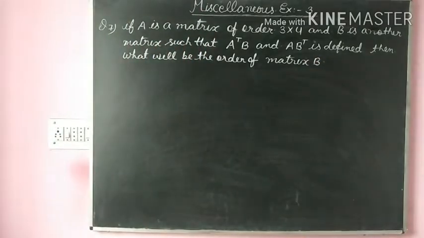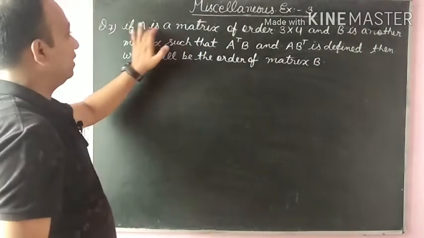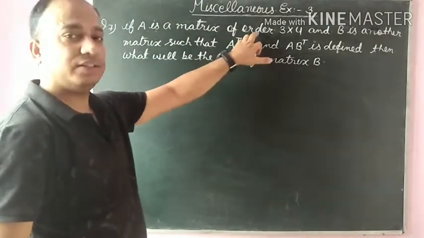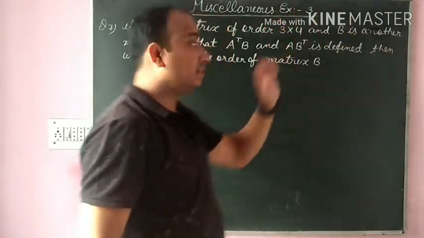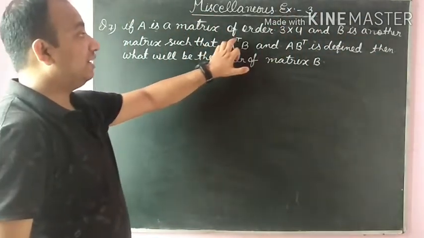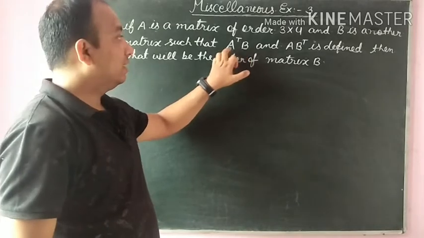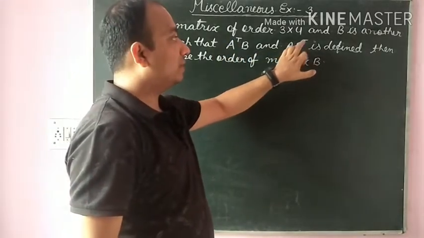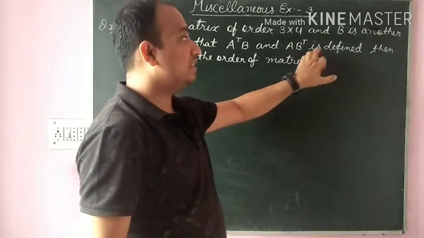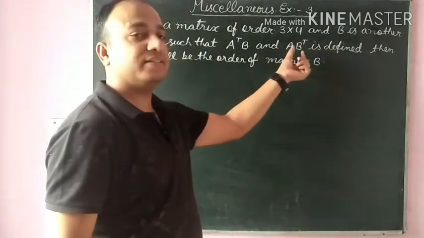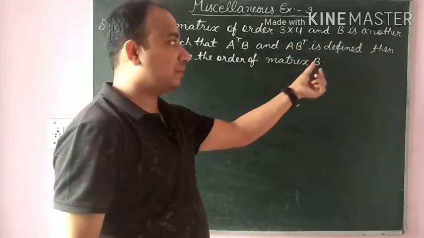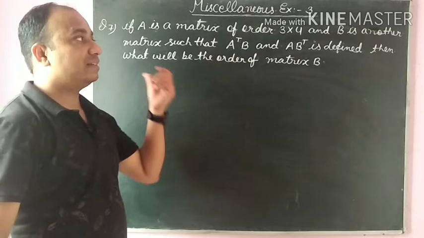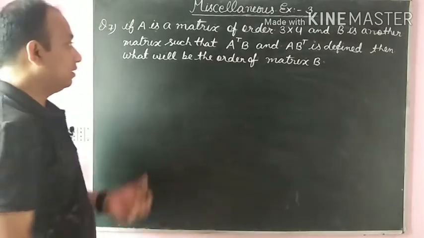I clear the question: if A is a matrix of order 3 by 4, and B is another matrix such that A transpose multiplied by B, and A multiplied by transpose of B, that is ABT, is defined, meaning the multiplication of these two matrices is possible, then find the order of the matrix B. So we have to find the order of matrix B. Let's see the solution.